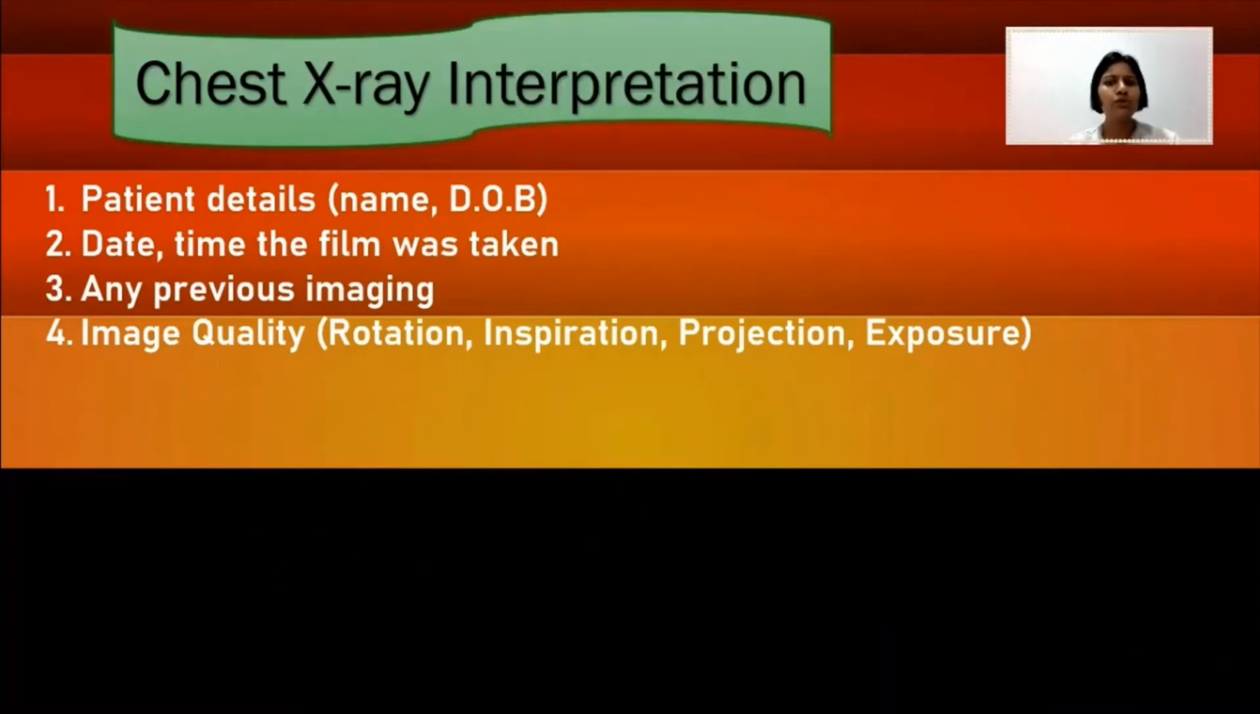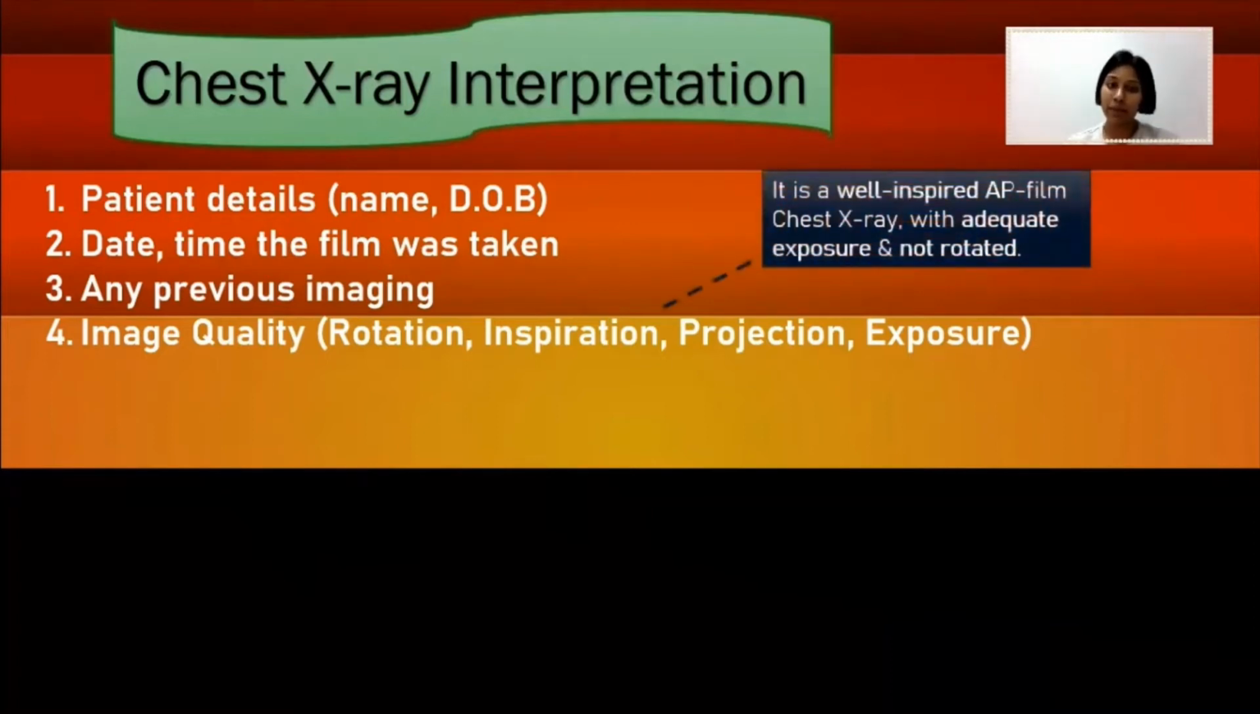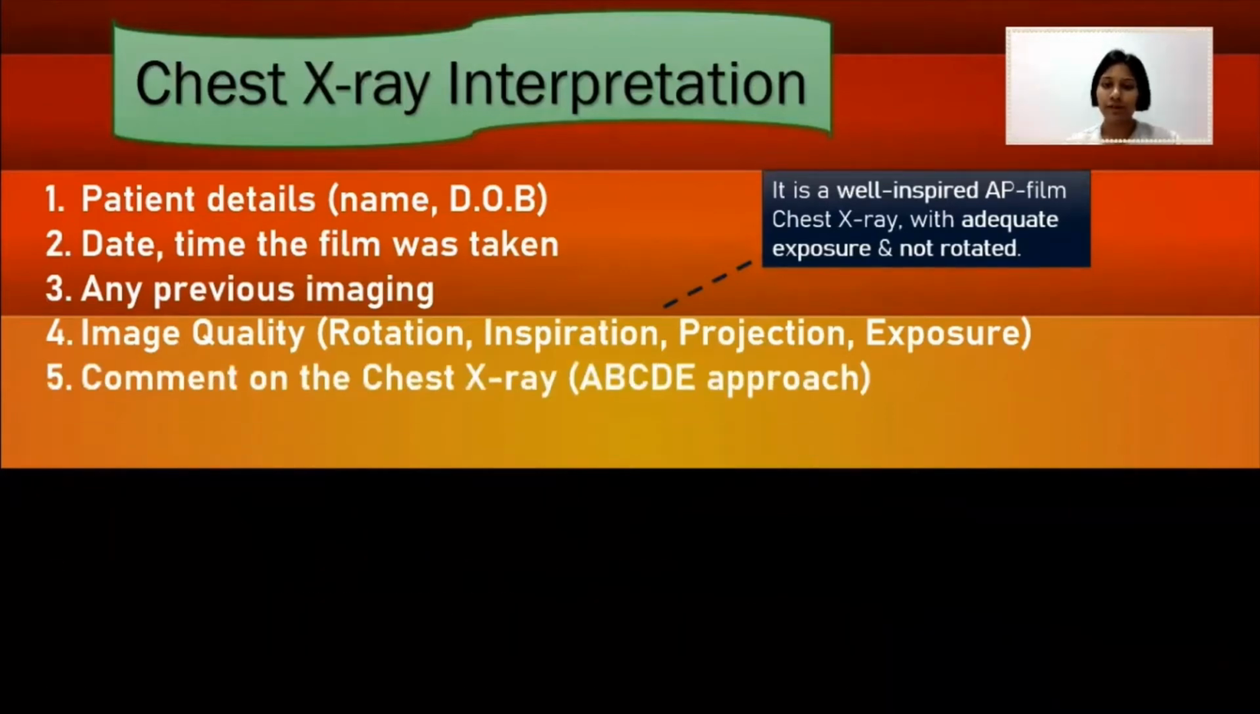So, how do you say all of this in one sentence? This is how I normally describe it: it's a well-inspired AP chest X-ray with adequate exposure and not rotated. Once you have commented on the quality of the image, now you want to describe the chest X-ray. I personally use the ABCDE approach. So, it's airway, breathing, cardiac, diaphragm, and everything else. Let's get into that.